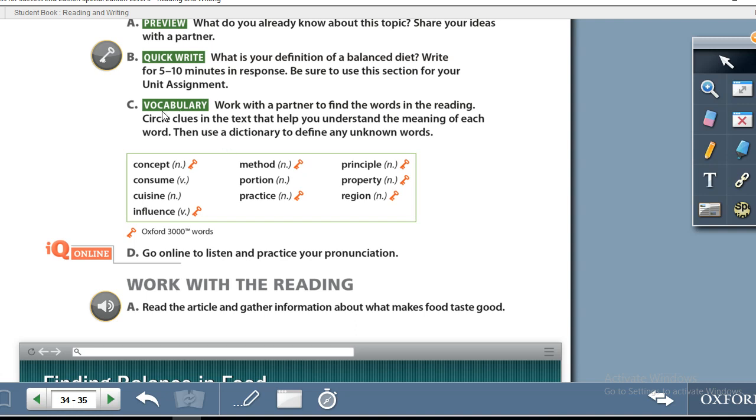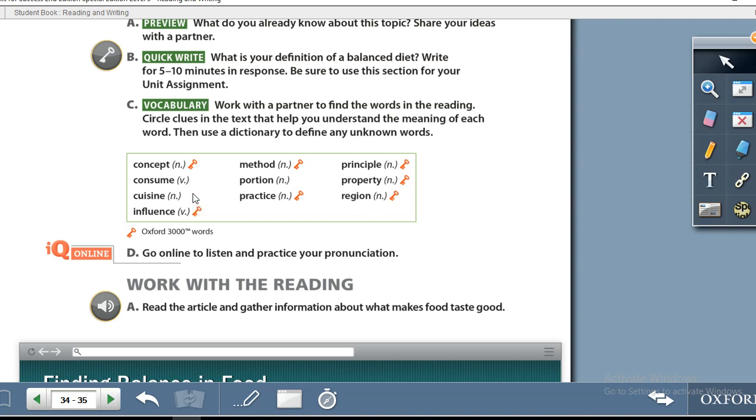So let's go through the vocabulary. The first one, concept, right? You are going to go through the reading and you are going to look for the word concept, and you are going to circle any clue that will help you better understand the meaning of the word, right? So the next one, consume. The next one, cuisine. Influence, method, portion, practice, principle, property, region, right?